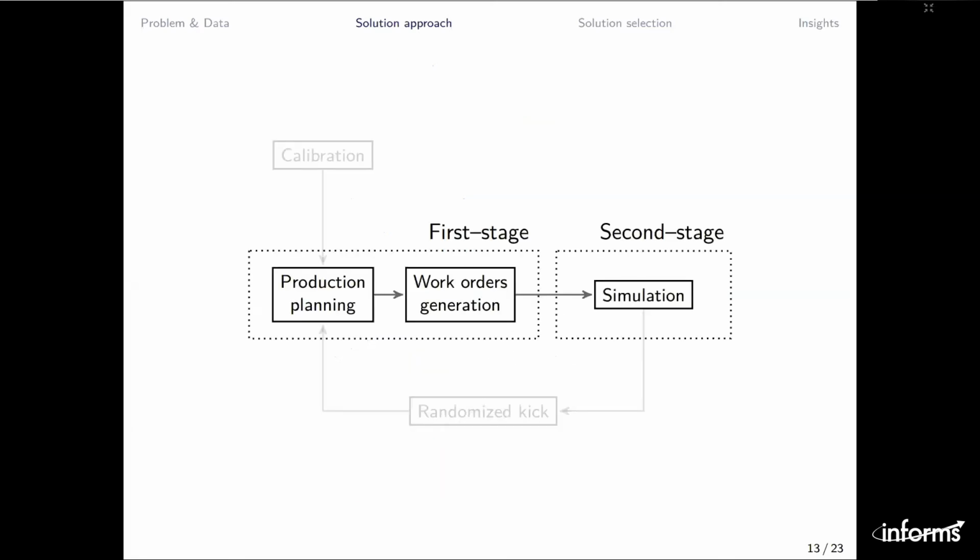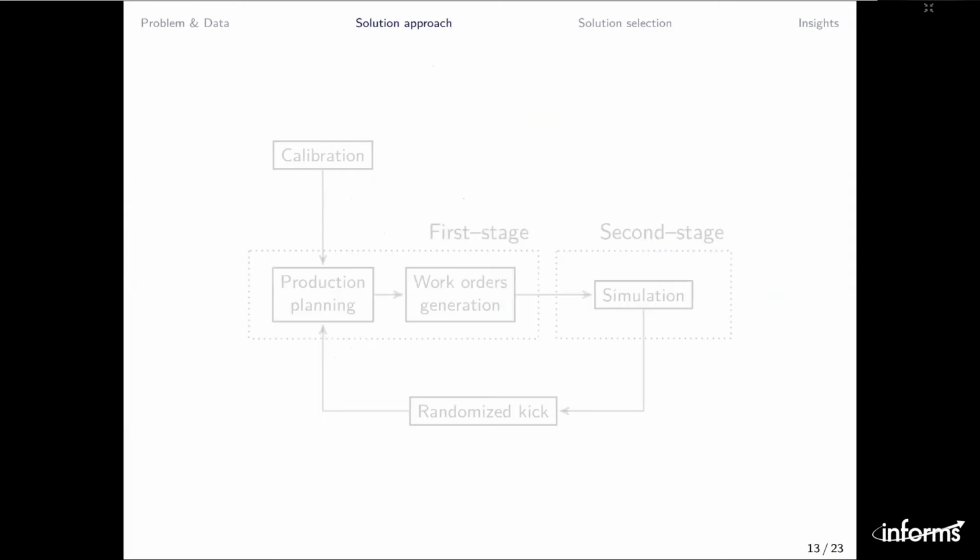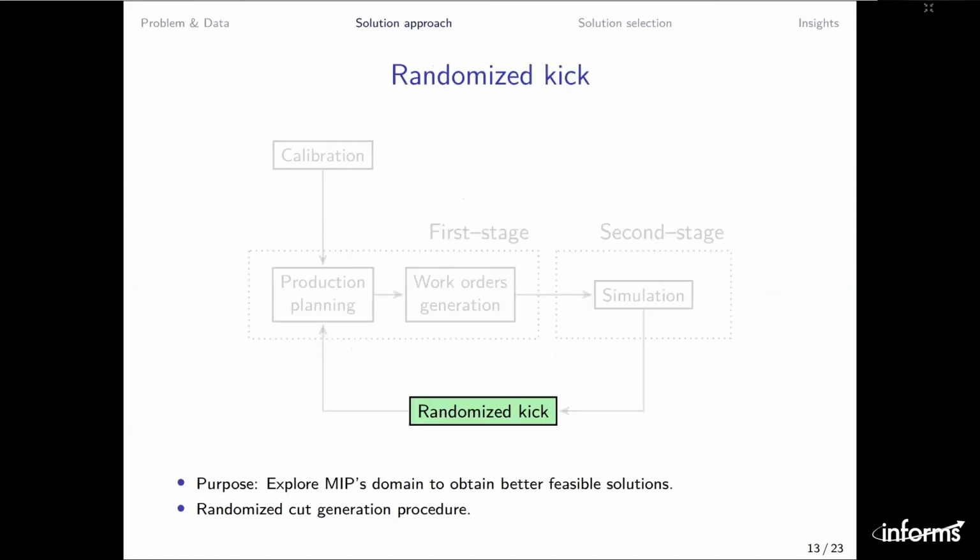At this point, we already obtained a feasible solution to the JPM's problem. However, our two stages decomposition may lead to suboptimal or inefficient solutions. Thus, we propose a process to explore the first stage problem's domain and diversify the production plans obtained from production planning. We name this process randomized kick.